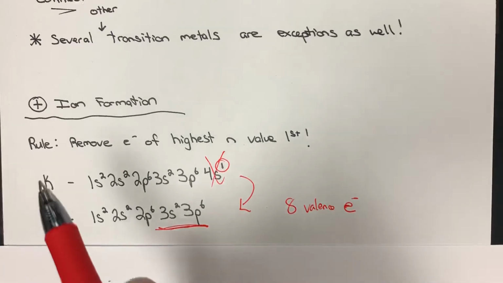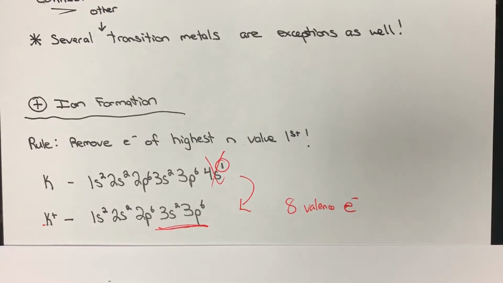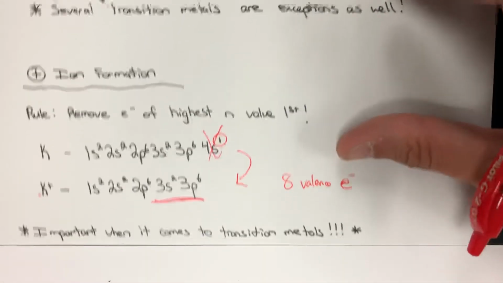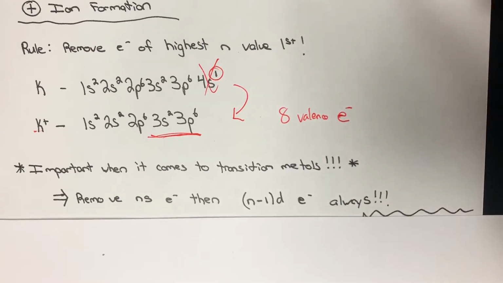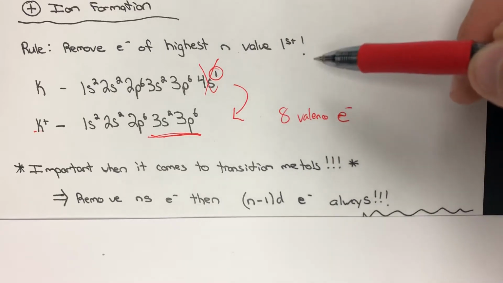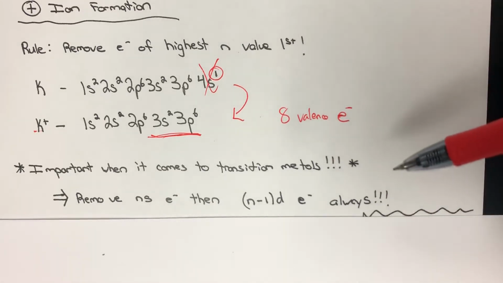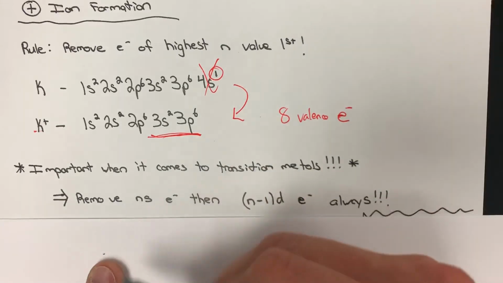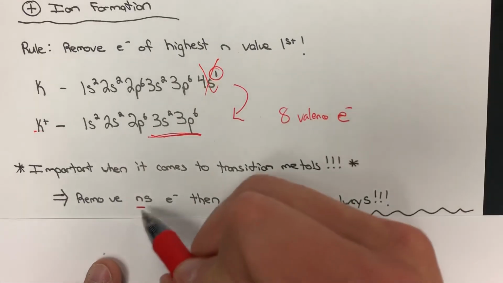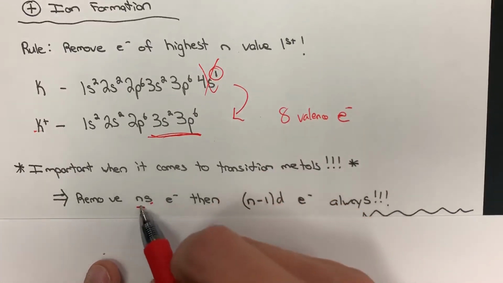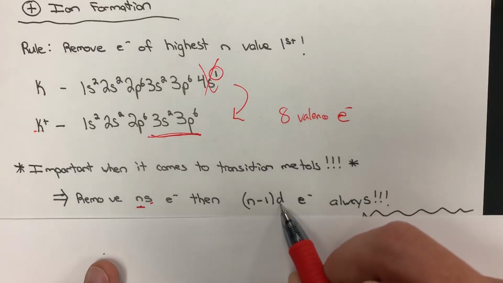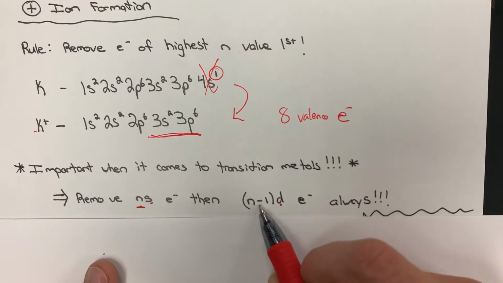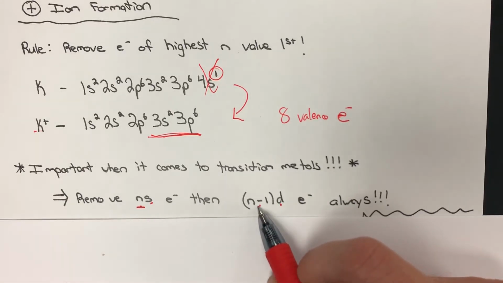That being said, there are some positive ions that are a little peculiar, and we encounter that when we get to the transition metals. So the big rule is exactly the same as we just stated it. We will always remove electrons from the highest n level first. The reason transition metals are a little weird is because we have d orbitals in the mix now. So we will remove electrons from an s orbital in the highest energy level first, and then we will remove d electrons from the energy level that is immediately before it.